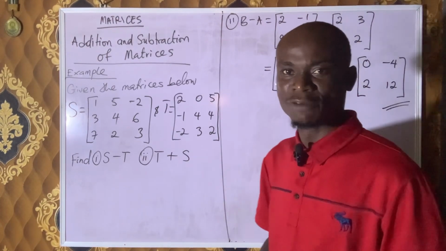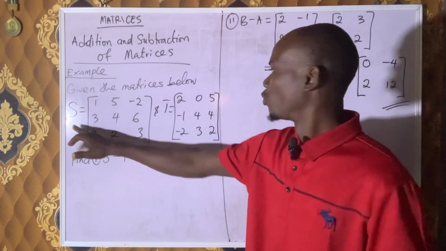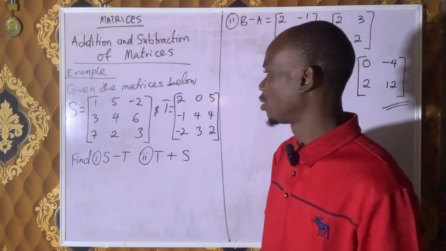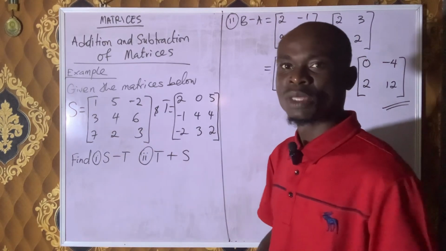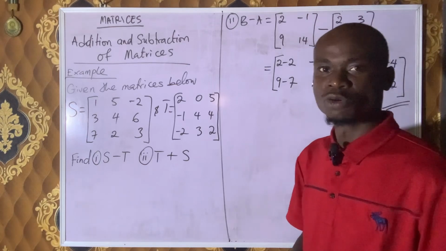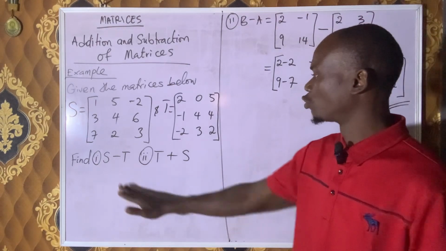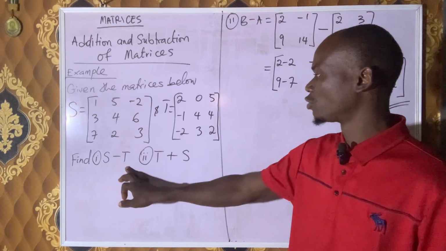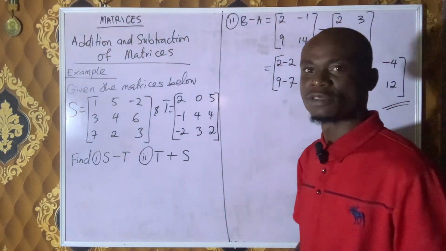In this example, we have two 3 by 3 matrices. The first one is matrix S, which contains 9 elements altogether: 1, 5, minus 2, 3, 4, 6, 7, 2, and 3. And we have matrix T, also containing 9 elements. So they are both 3 by 3 matrices. So they want us to subtract to find S minus T and T plus S. So let's look for S minus T.